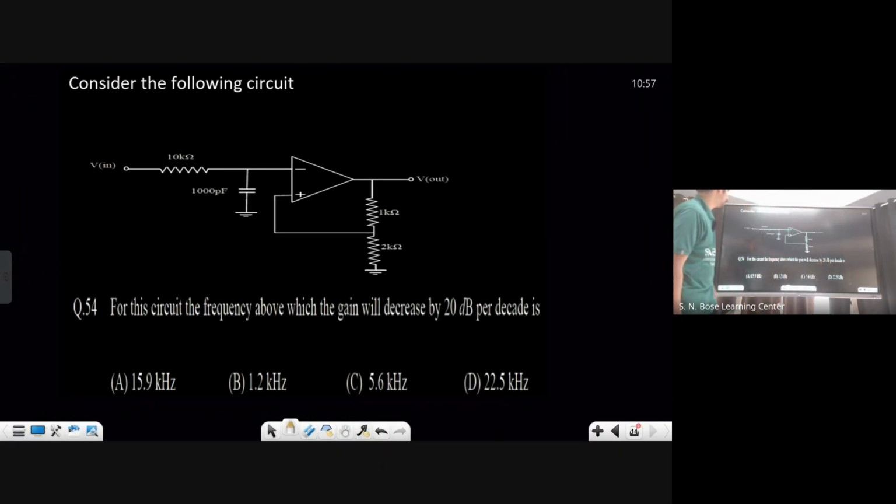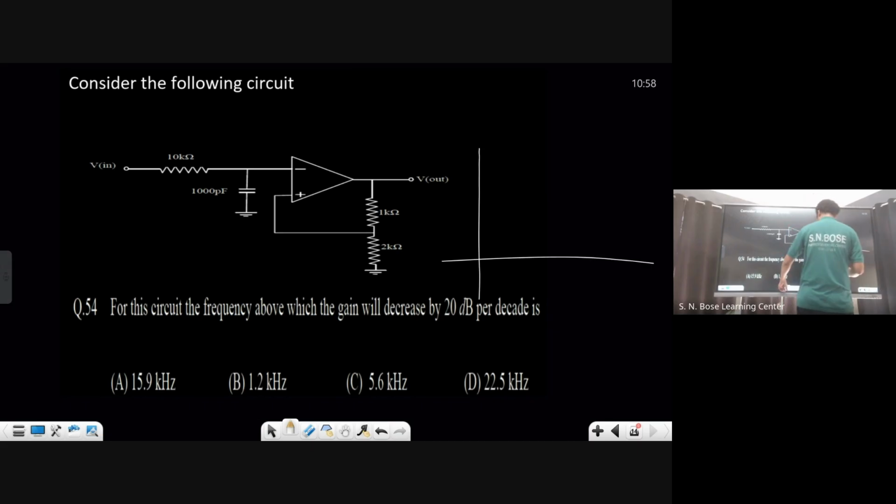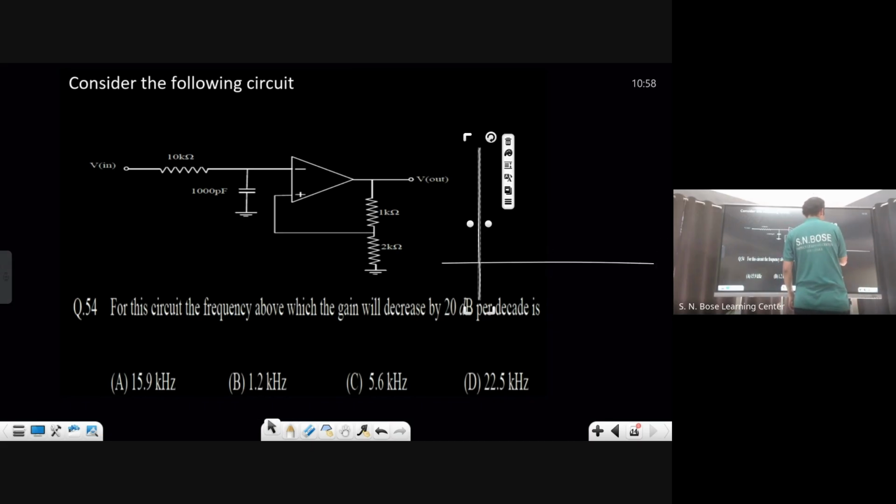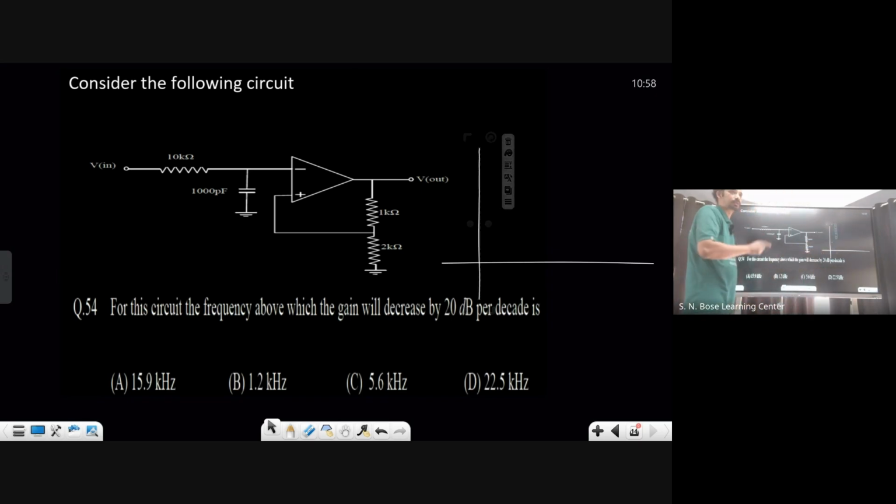Following circuit, again low pass filter. For the circuit, frequency above which gain will decrease by 20 decibel per decade. It's a knowledge based question, or you can even do that one, but not required. What is that? That is a cutoff frequency. You got to find that roll off. First order filter. Can you go through that roll off decibel idea? Because I found 2-3 questions in GATE exam regarding that one. So low pass filter, am I right?